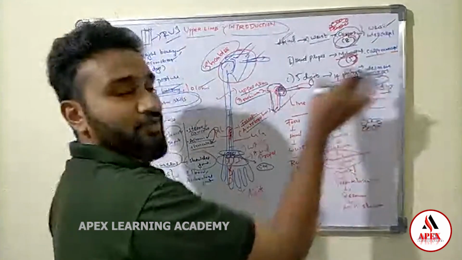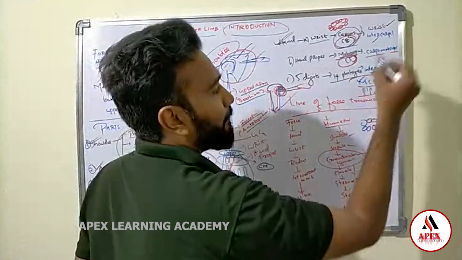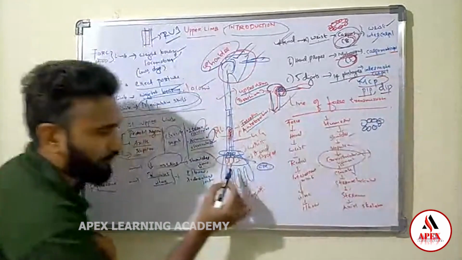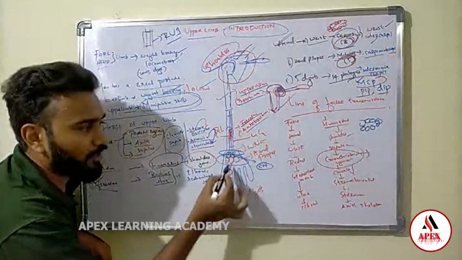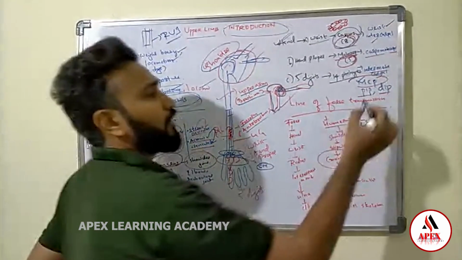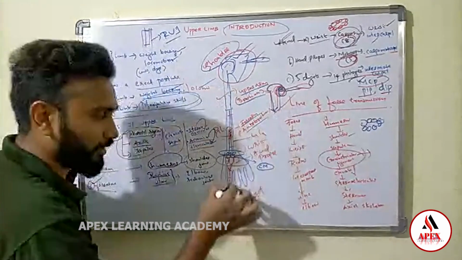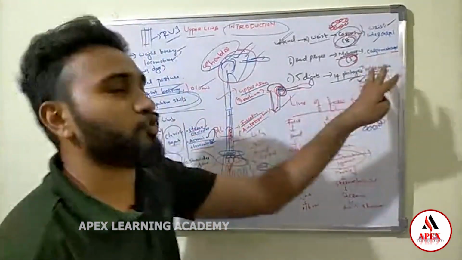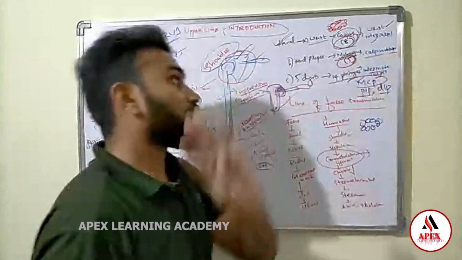And the joint presenting here is where the metacarpal is connecting to the phalanges. Here we have the metacarpal, and here we have the phalanges. That is the metacarpophalangeal joint. Then the proximal interphalangeal joint, in between the phalanges, and the distal interphalangeal joint. These are the major joints present in the phalanges.